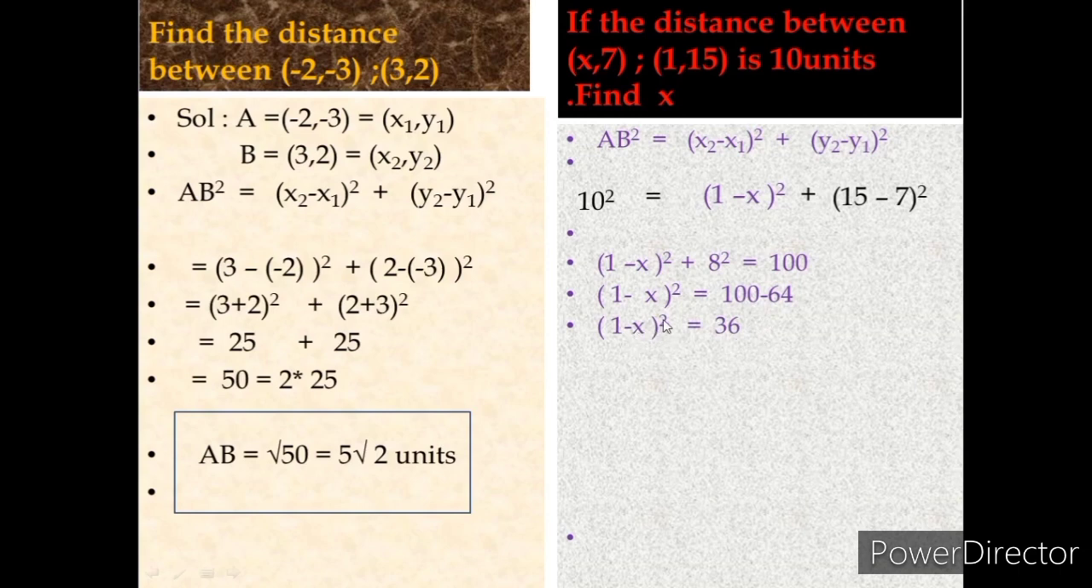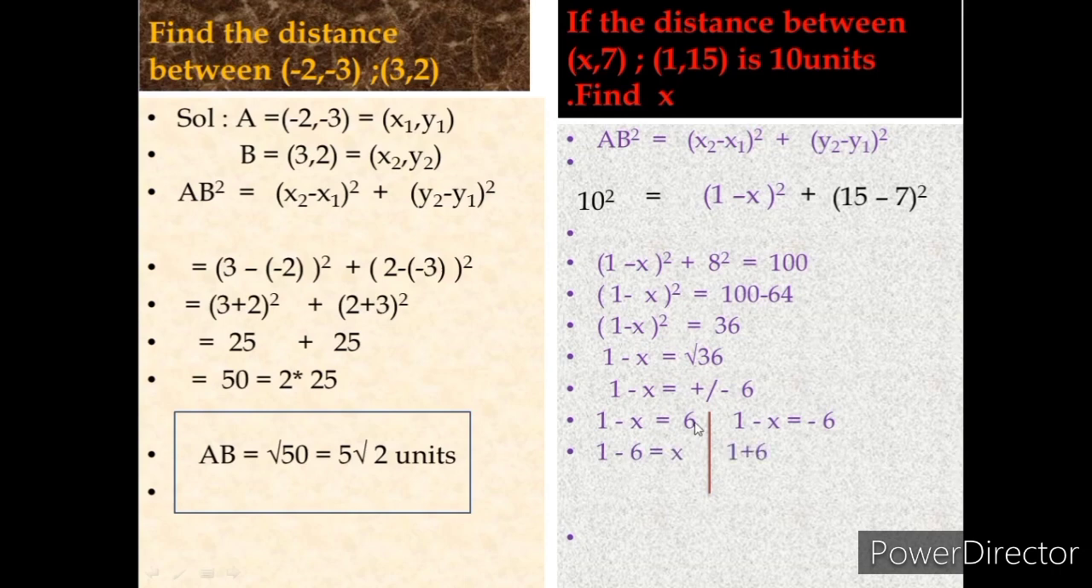Thereafter you have to transpose this 2 to RHS. Whenever you transpose this 2 to RHS, what happens? You can imagine root 36. So what is the value of root 36? Plus or minus 6. So here two cases arise. You have to take plus 6 one time, and minus 6 another time. That's why you have to split the page into two parts. The first one: minus x is equal to plus 6. Second time you will take minus 6.